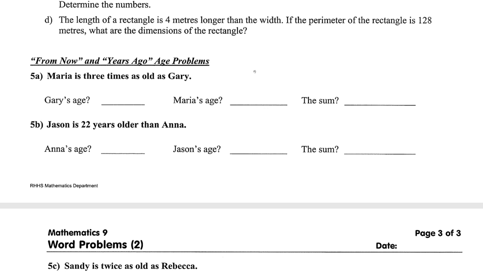So let's take, for example, Maria is 3 times as old as Gary. So right now, Gary is, let's call him G years old. Maria is 3 times as old as Gary, so Maria's age is 3G. And if the question says something about the sum of their ages, well, the sum of their ages would be G plus 3G. So just helping you to set it up.